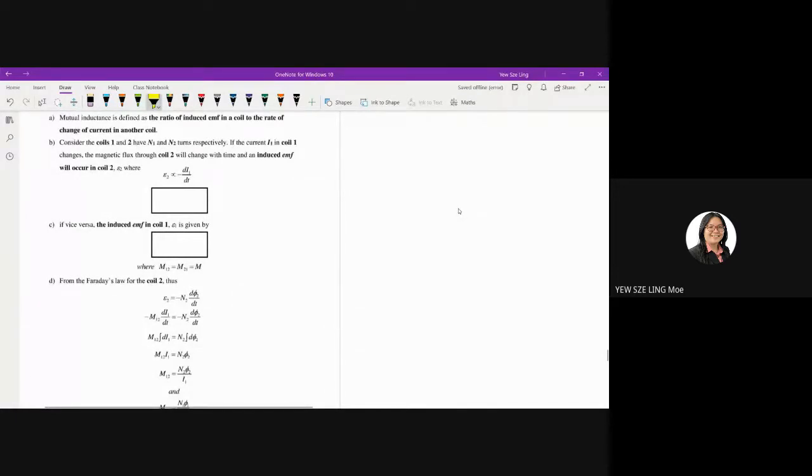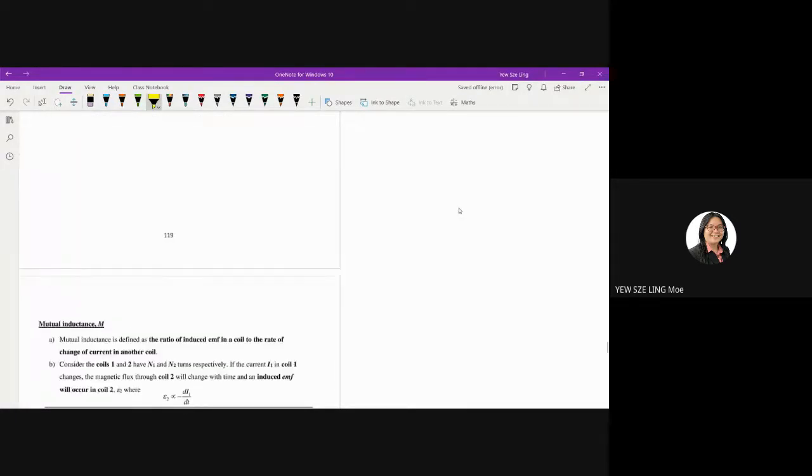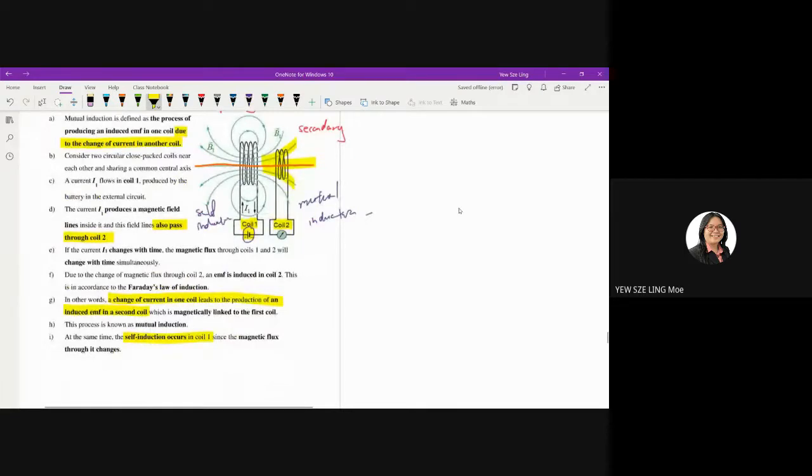So how are we going to determine the direction? Your books don't give you the diagram, so now let us draw a simple diagram. So this is your first set, this is your second set. How are we going to determine the flow? Usually we will put a galvanometer right here to tell us the direction of current flow.